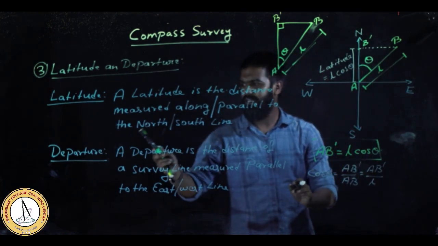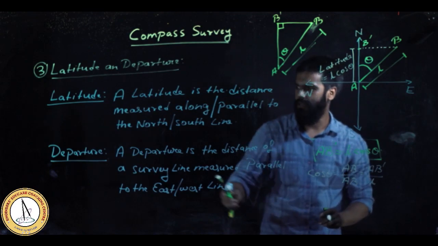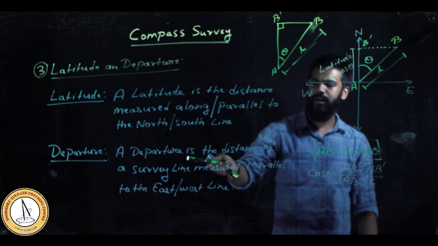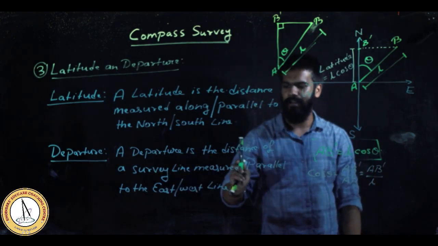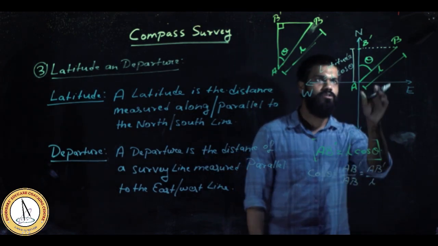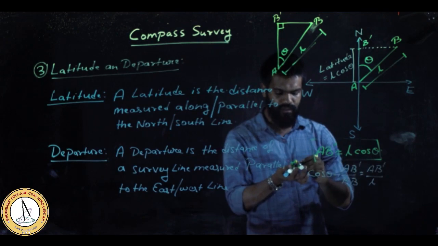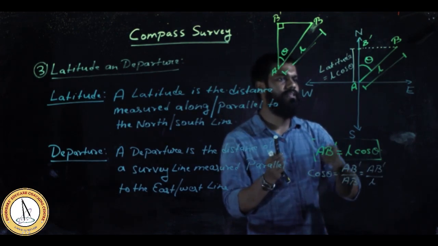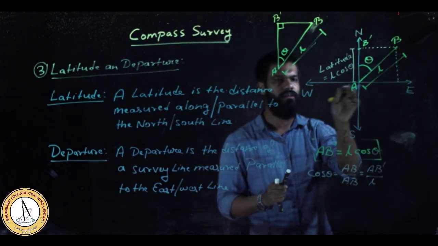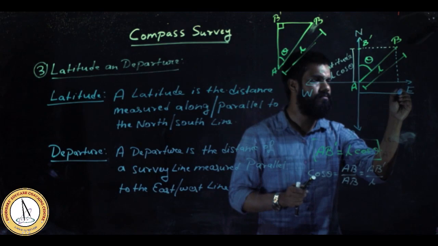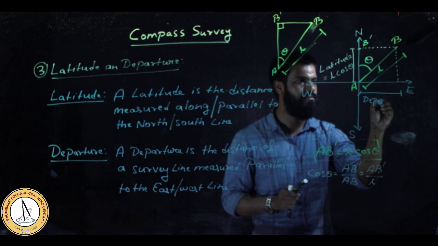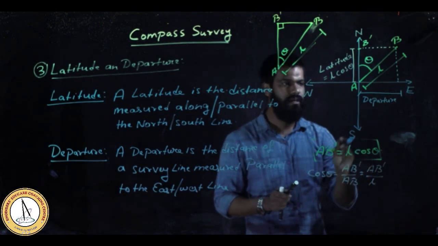So similarly, let us find out the departure of this survey line AB. So what will be the departure of this survey line AB? You can see the definition. A departure is the distance of a survey line measured parallel to the east or west line. So for that, I will take the projection of this survey line AB, this time on the east-west line. This is my distance, and this is nothing but the departure.